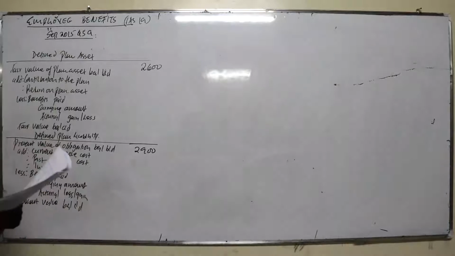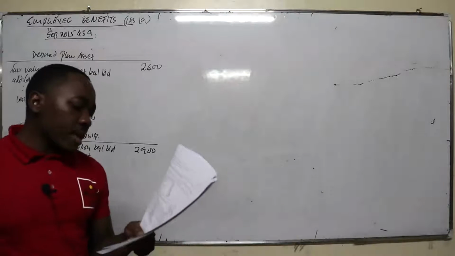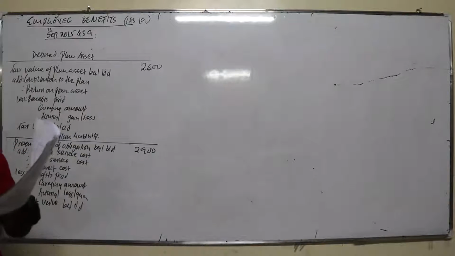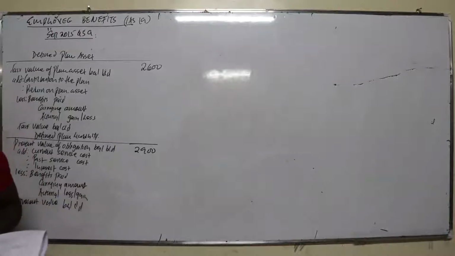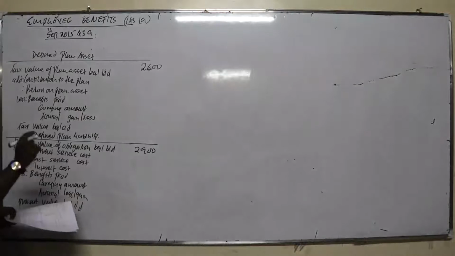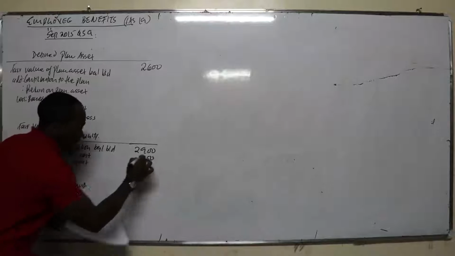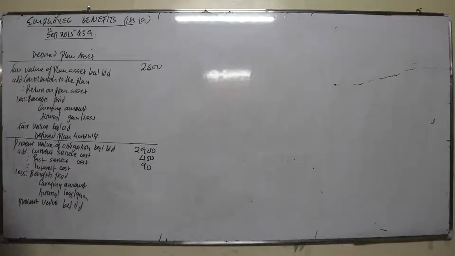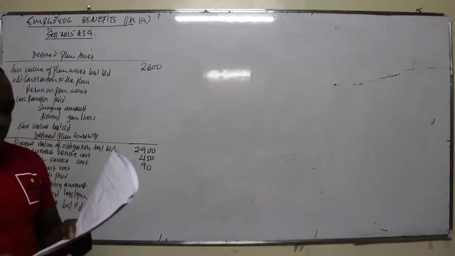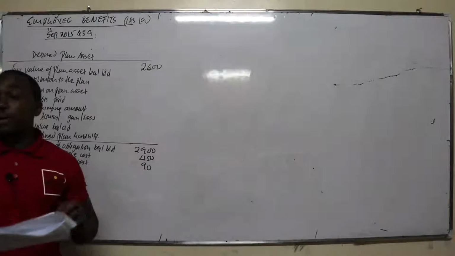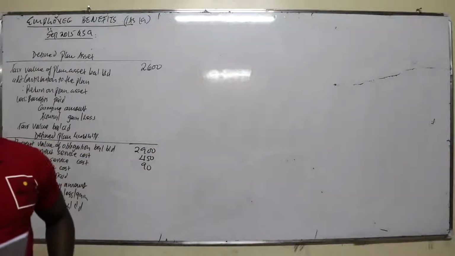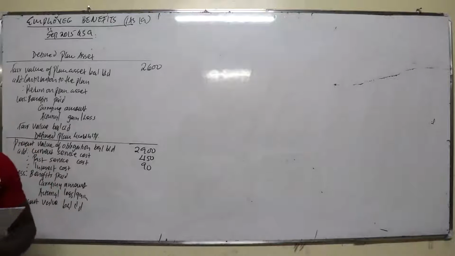Then in the second paragraph, they estimate the current and the past service cost for the year ended 1st December 2014 at 450,000 and 90,000 respectively. So we are given the current service cost and the past service cost, 450 and 90. The past service cost is caused by an improvement in pension benefits commencing 1st December 2014. The pension plan paid 240. What is that? Benefits paid.